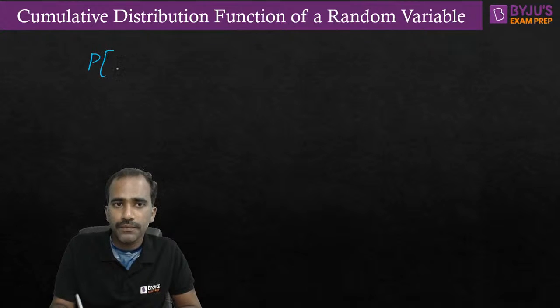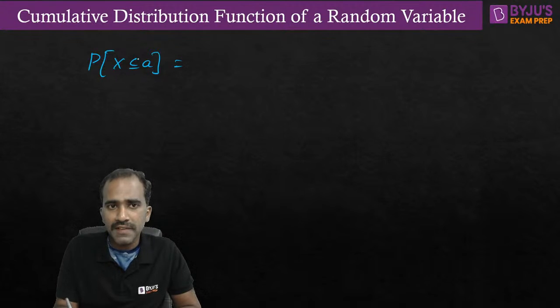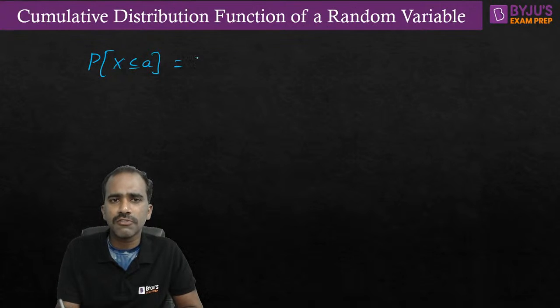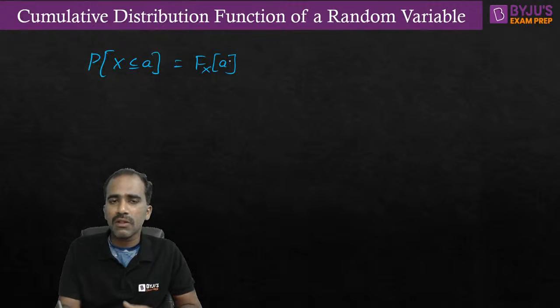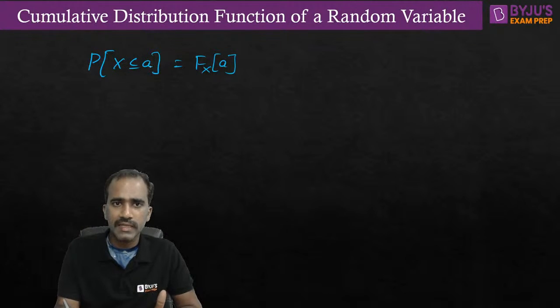P of X less than or equal to a. What is the meaning of this? We are interested in the values of x less than or equal to a. Is this looking like the definition of CDF? The CDF value at a also has the same meaning, correct? The CDF value at a means we are interested in all the values of the random variable from minus infinity till a, right? This is also indicating the same thing.